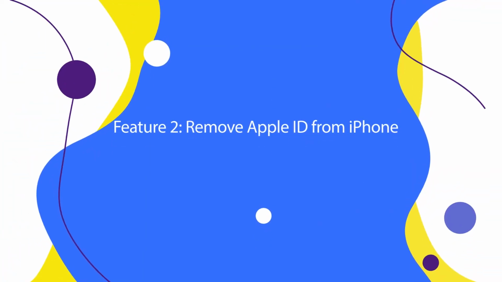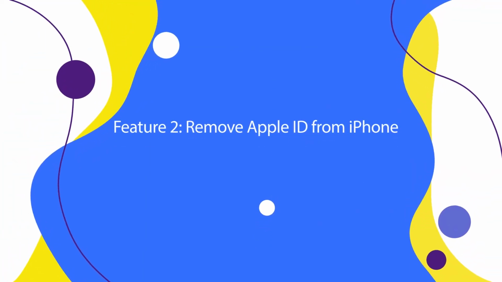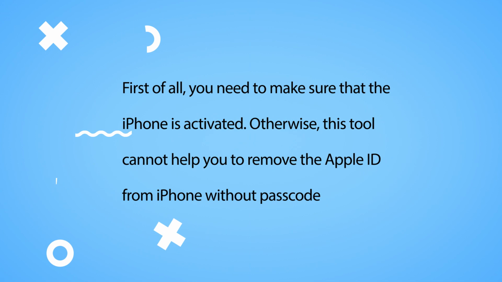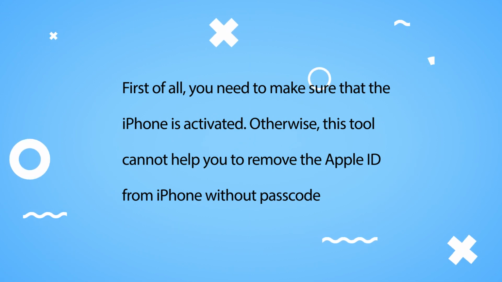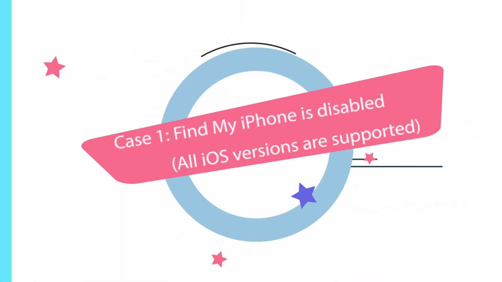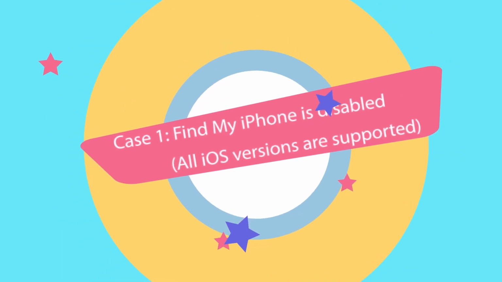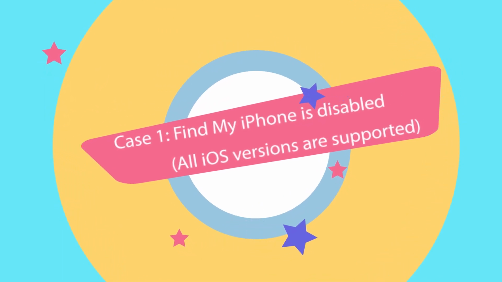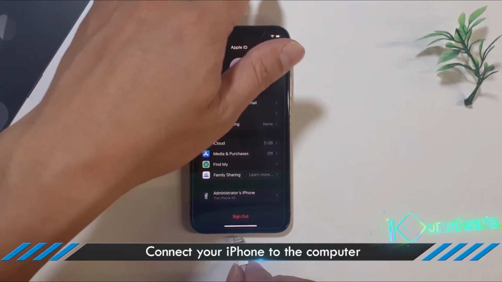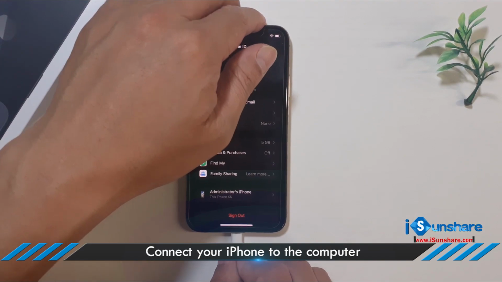The second function is to remove Apple ID from iPhone without password. First of all, you should make sure the iPhone is activated, or you will fail in the end. If Find My iPhone feature is disabled on your iPhone, no matter which iOS version your iPhone has, this software can help to remove Apple ID account without password. Now just connect your iPhone to the computer.